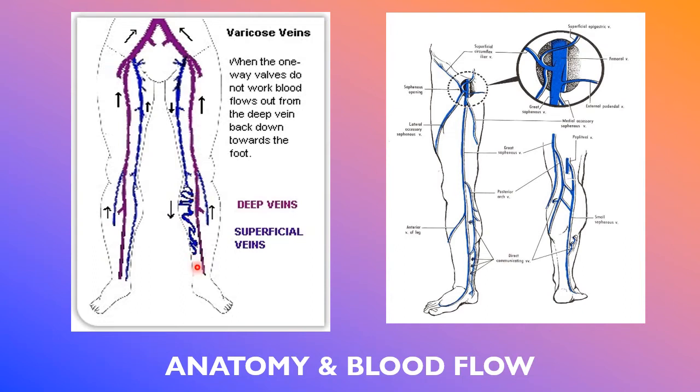The deep veins propel the blood to the heart by the muscle contractions, especially of the calf and thigh. These muscle contractions compress the blood in the deep veins towards the heart, and backflow is prevented by the valves that are present in them.